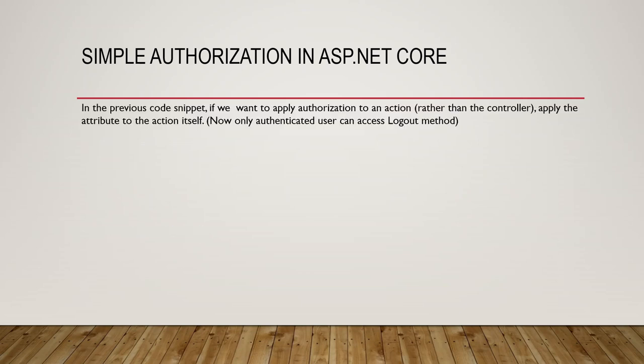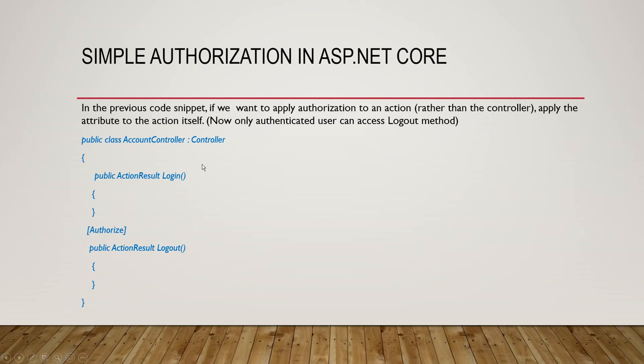So next, if we want to apply authorization in the previous code snippet to an action rather than the controller, then apply the attribute to the action itself. Okay, let's see how it goes. It's the same code as the previous one, only we have shifted the authorize attribute from the class level to the action level. So in this case, the authorize attribute forces that the logout action result can be accessed only by authenticated users.